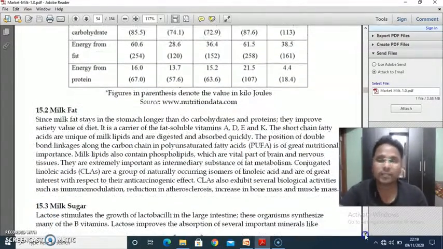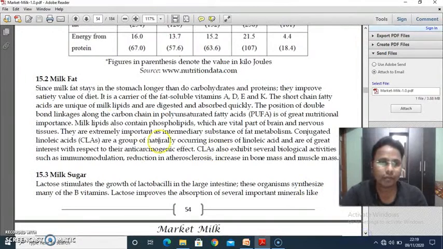The first point, the first composition, that is the milk fat. Here we are discussing the major compositions or constituents of milk. The first one is the milk fat.